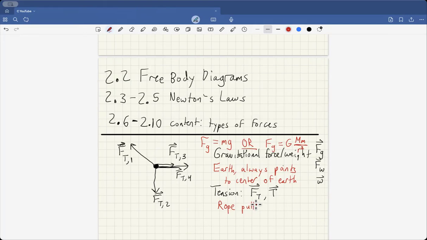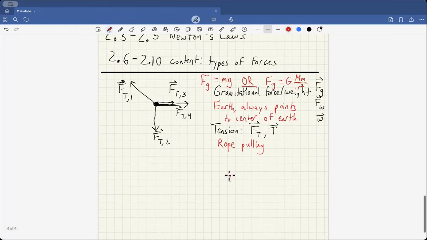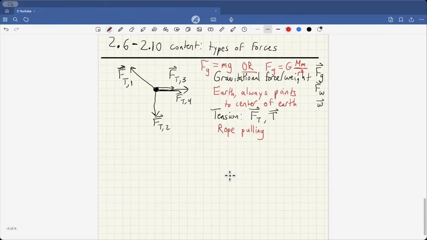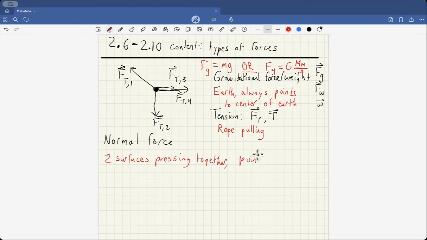And what you'll see is that all of the rest of the forces, aside from gravity, all do require direct physical contact or as close to it as we can get. So tension always is pointed in the direction that the rope is pulling your object. You've got normal force, which is the force normal or perpendicular to a surface. So it's caused by two surfaces pressing together, and it always points away from the surface causing it.